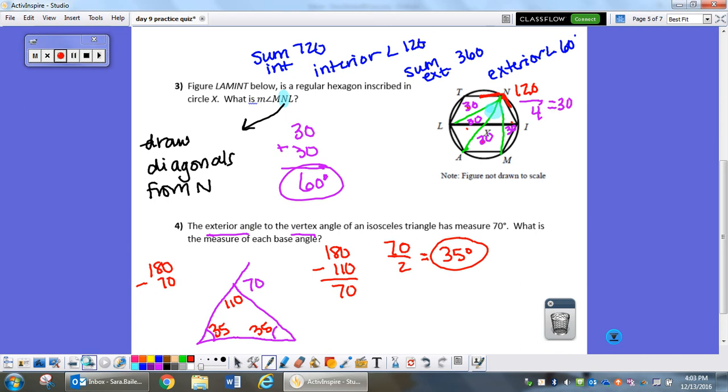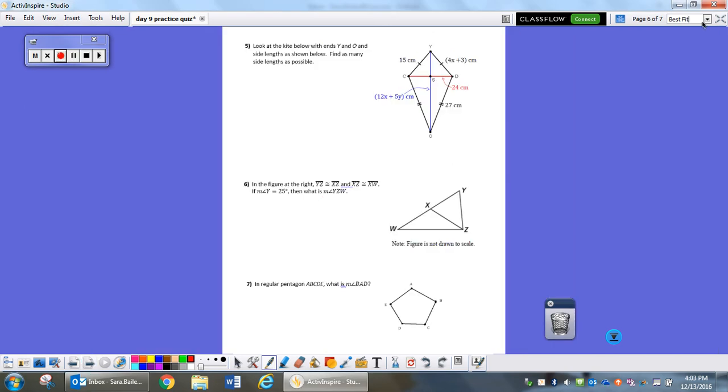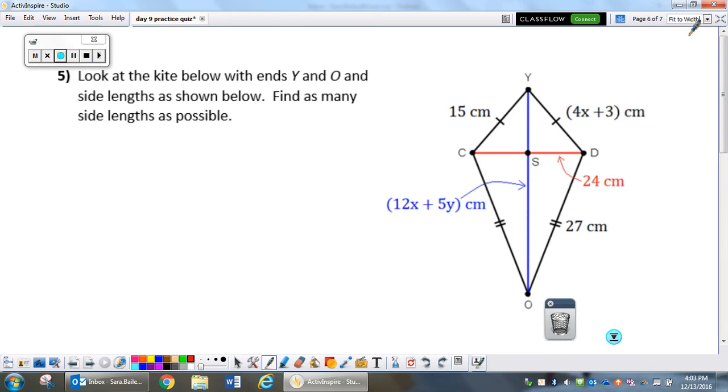All right, number 5. Woo, number 5 is a doozy. First thing you want to know about number 5 is it's a kite, which means 2 sides are congruent. So I'm going to mark the 2 sides that are congruent.